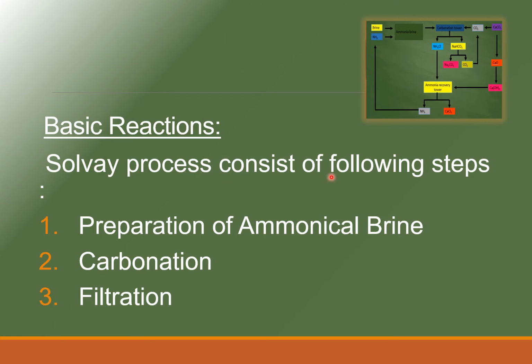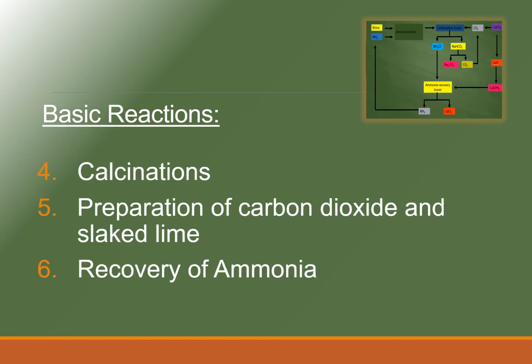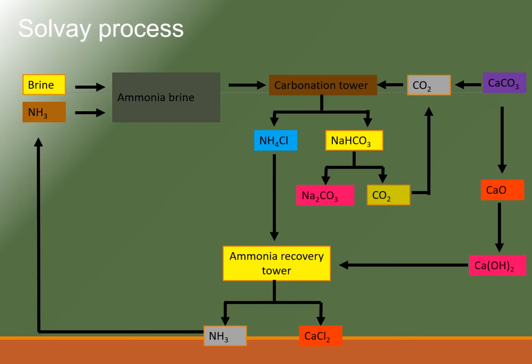The Solvay process consists of the following steps. Number one is the preparation of ammoniacal brine. Number two is the carbonation. Number three is the filtration. Number four is calcination. Number five is the preparation of carbon dioxide and slaked lime. Number six is the recovery of ammonia. This is the flowsheet diagram of the Solvay process.